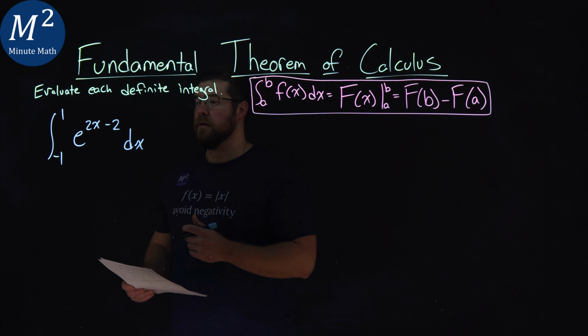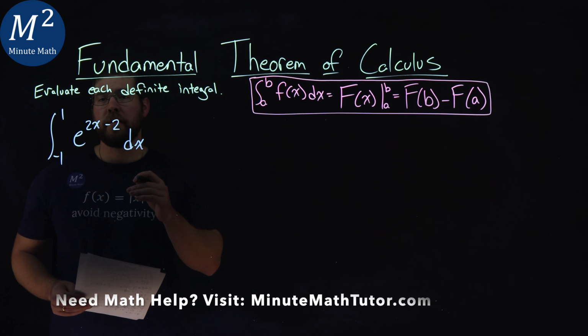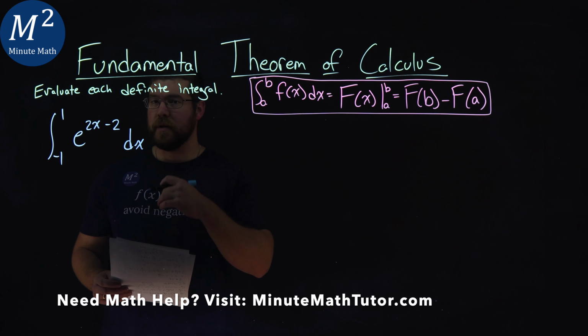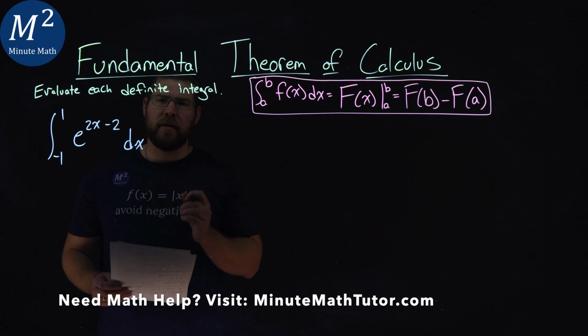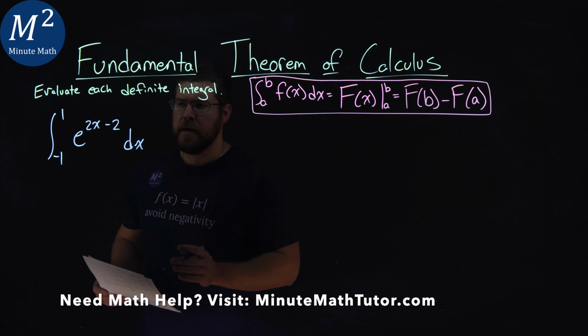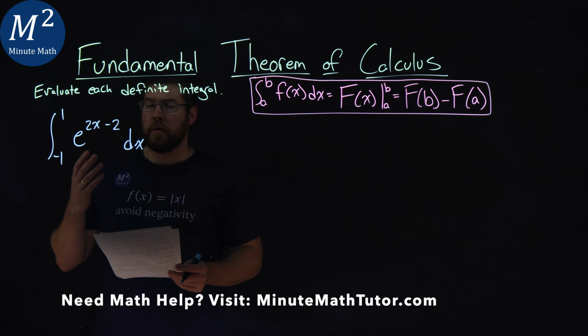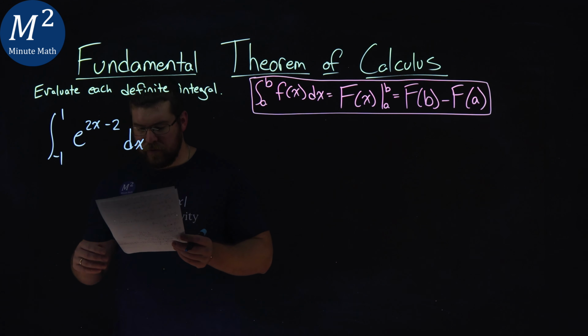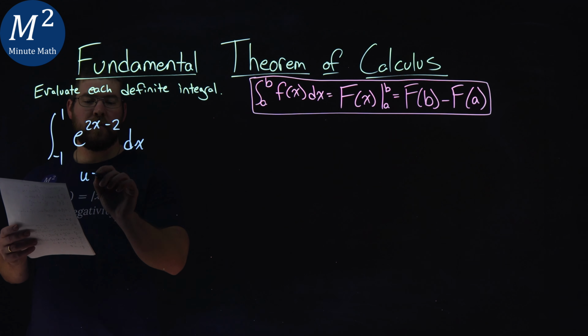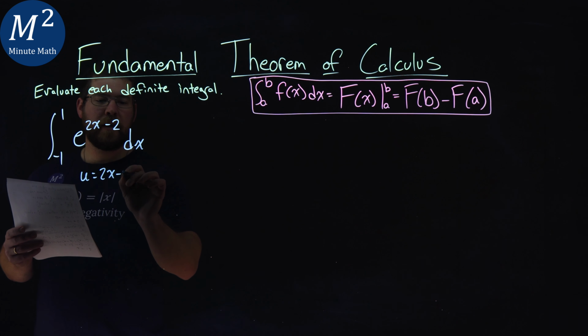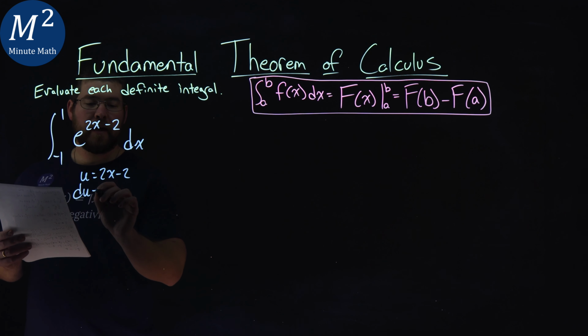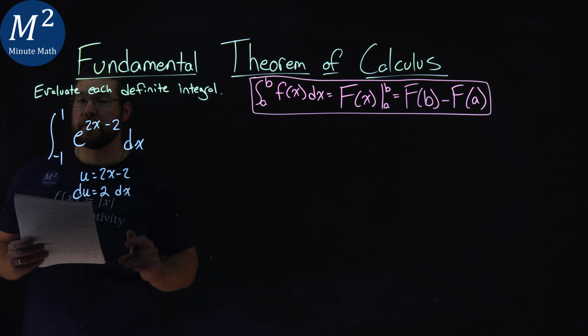We're given this problem right here, the integral from -1 to 1 of e to the 2x minus 2 dx, and we have to evaluate this definite integral. Well, to do this, I'm going to find just the integral first. I'm going to use some u substitution. So I'm going to set u to what's in the exponent, 2x minus 2. My du then is just 2 dx.